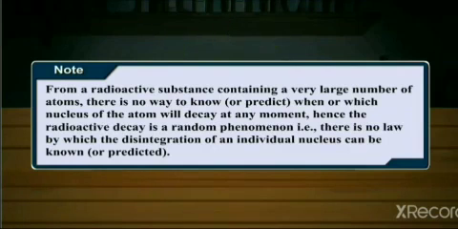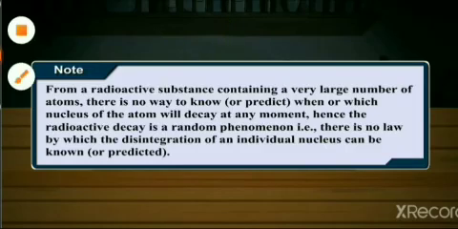From a radioactive substance containing a very large number of atoms, there is no way to know or predict when or which nucleus of the atom will decay at any moment. Hence, the radioactive decay is a random phenomenon. That is, there is no law by which the disintegration of an individual nucleus can be known or predicted.